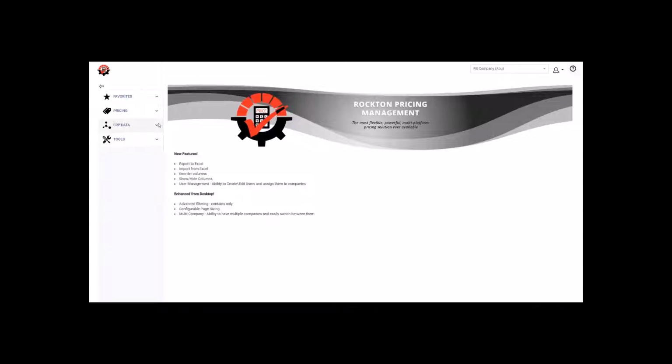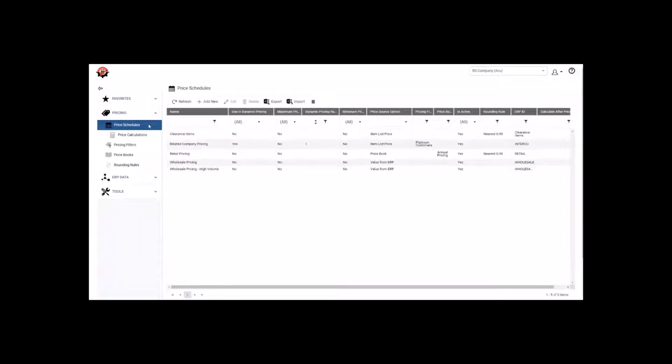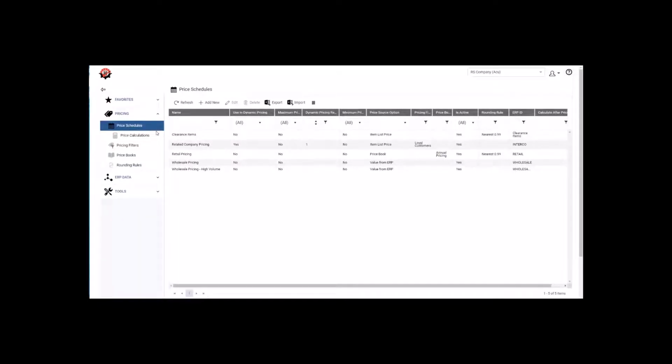In RPM, the menu is broken down into a few sections. The first being the ERP data. This is data from Acumatica, and this information is brought in through the implementation process and then stays in sync between Acumatica and RPM. This data would still be managed within Acumatica and synced to RPM. The pricing section is where you'll set up your pricing requirements. Using the example from the transaction we just entered, let's take a look at how that was set up.